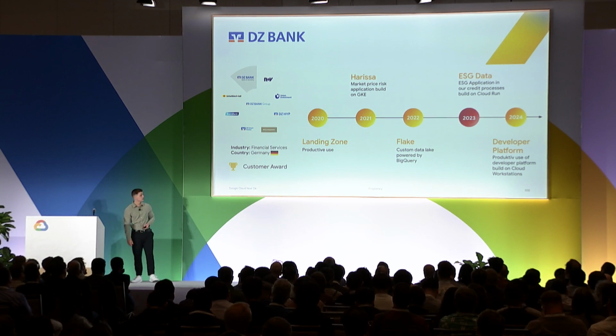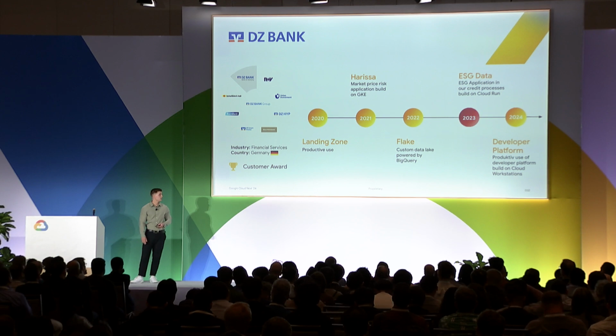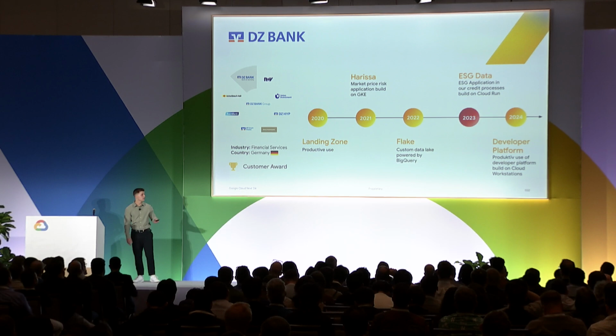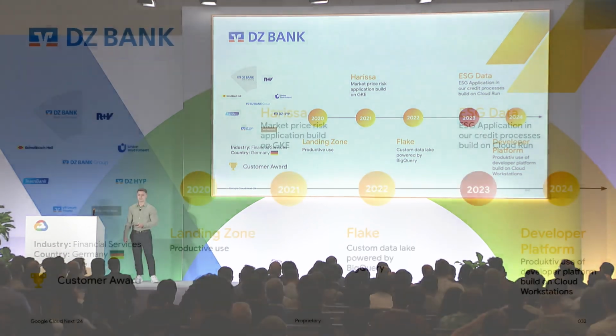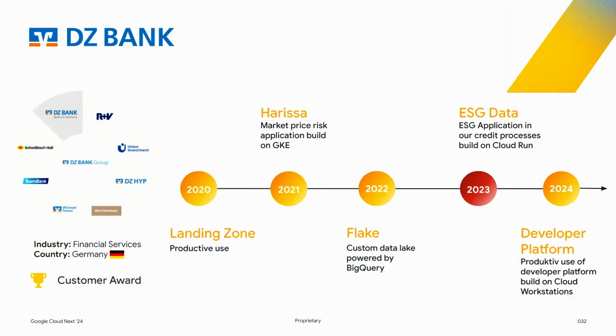Yeah, 1 year later, we migrated our custom data lake called Flake to BigQuery and turned them productive. And in 2023, which is highlighted red here, we built our new ESG application on Cloud Run and Cloud SQL and turned them productive. In the next slide, we will talk about the architecture in detail. The plans for this year are to migrate our internal developer platform from on-premise to Google Cloud on Cloud Workstations.